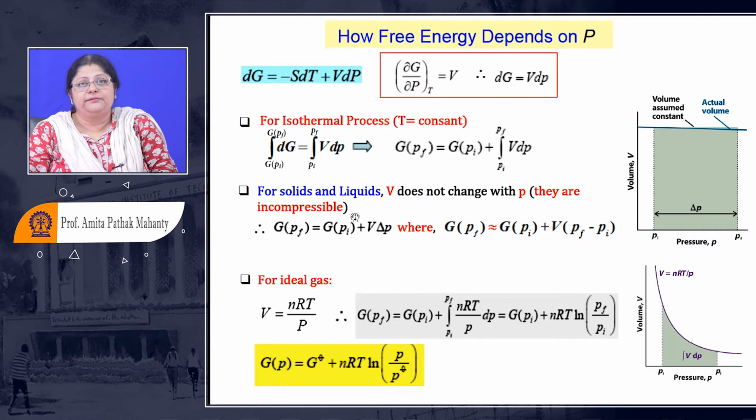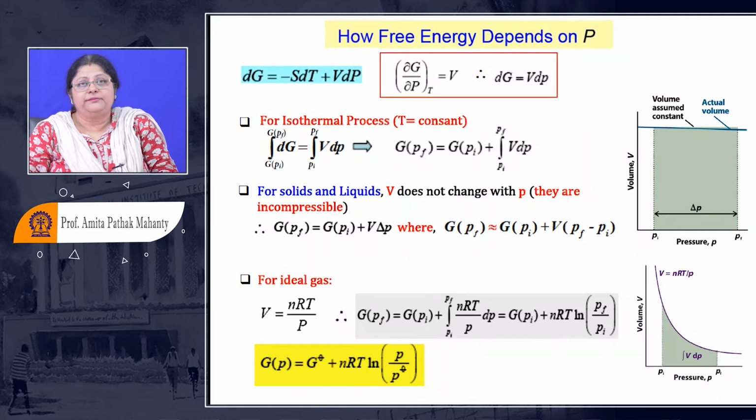So for a solid and liquid, since they are incompressible, the volume change is so insignificant that we can virtually keep it constant and only take the difference between the final pressure and the initial pressure. Now, if the entire process is being done under isothermal conditions, that means the temperature is held constant.